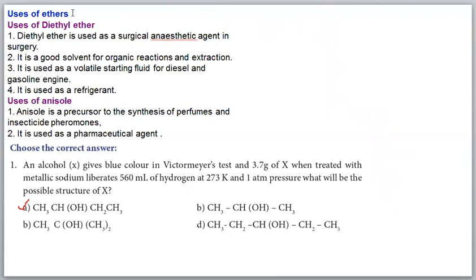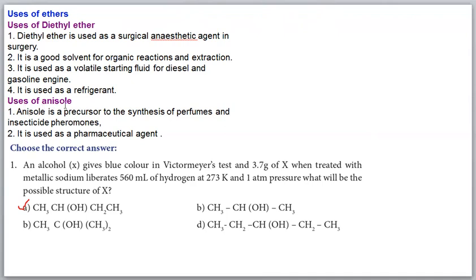Then what are the uses of ethers? Uses of diethyl ether: it is used as a surgical anesthetic agent in surgery. It is a good solvent for organic reactions and extraction. It is used as a volatile starting fluid for diesel and gasoline engines. In diesel or petrol engines, diethyl ether is used as starting material to start the ignition. It is used as a refrigerant, that is, a coolant.